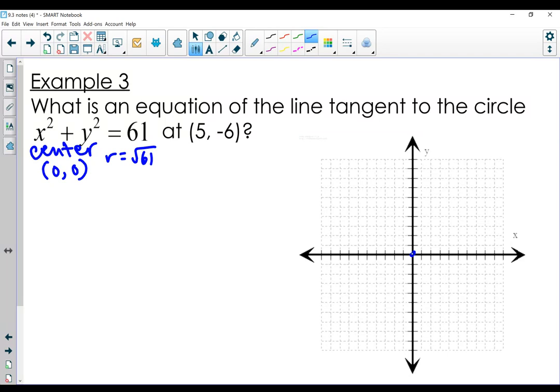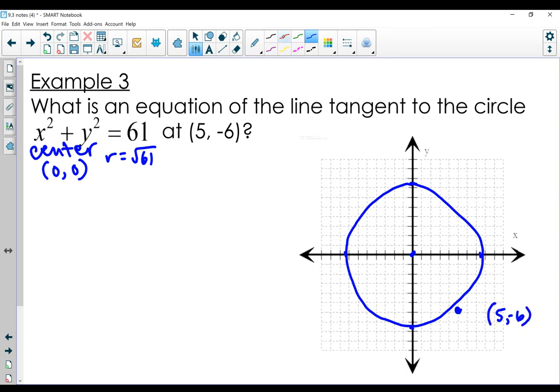So I'm going to go ahead and plot my center, and then I'm going to make points out in the x direction and the y direction at about 7.5. I don't know exactly what the square root of 61 is, but I know it's going to be between 7 and 8. There's my circle. Now I want to plot the point (5, -6). So here's (5, -6).